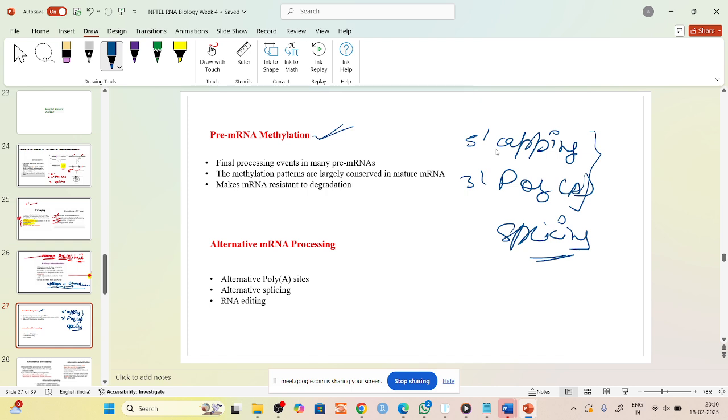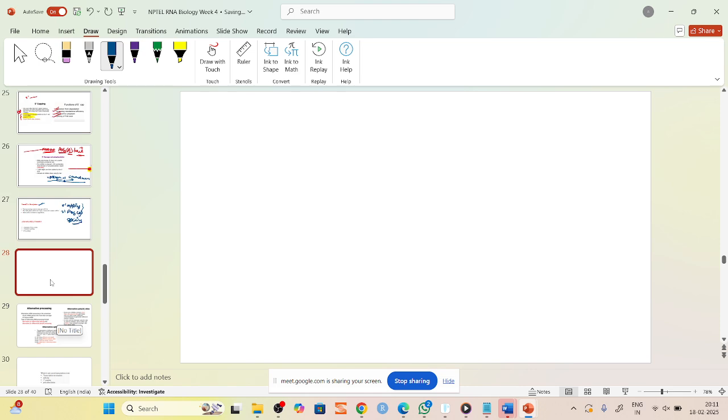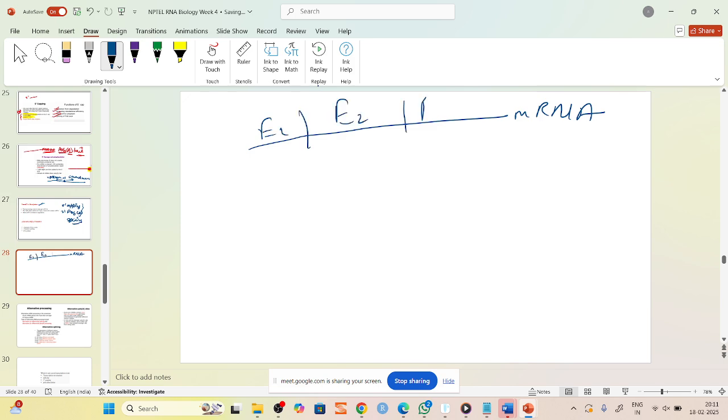Now, what is alternative mRNA processing? Whatever we have studied up till now is the general mRNA processing that we know: capping, poly A tailing, and splicing. Now, it is very interesting: the same mRNA with some exons E1, E2, E3, E4, and so on can give rise to many different proteins. This is one mRNA.